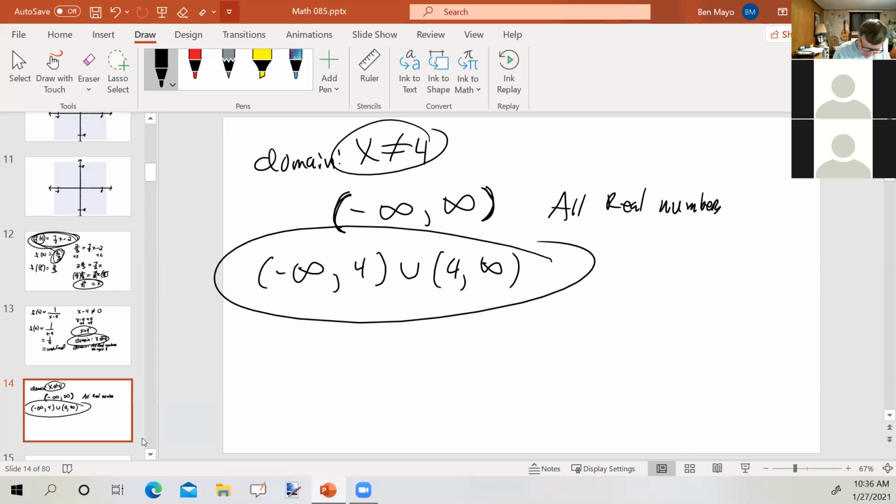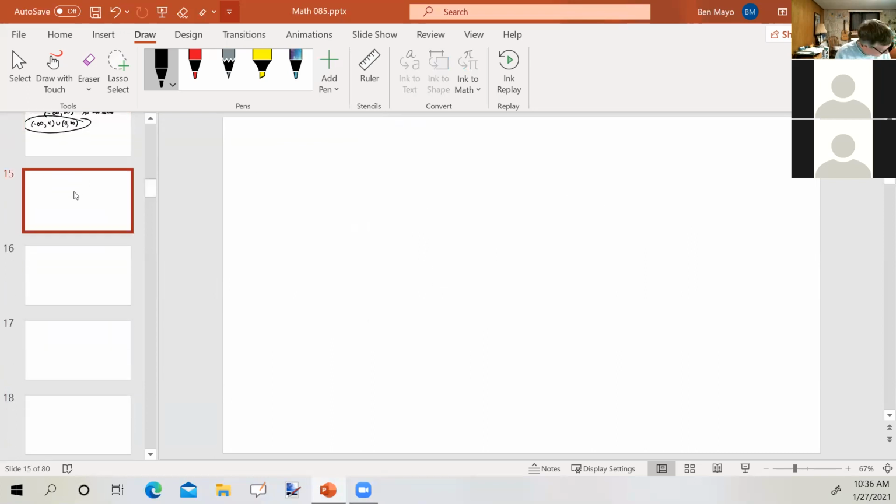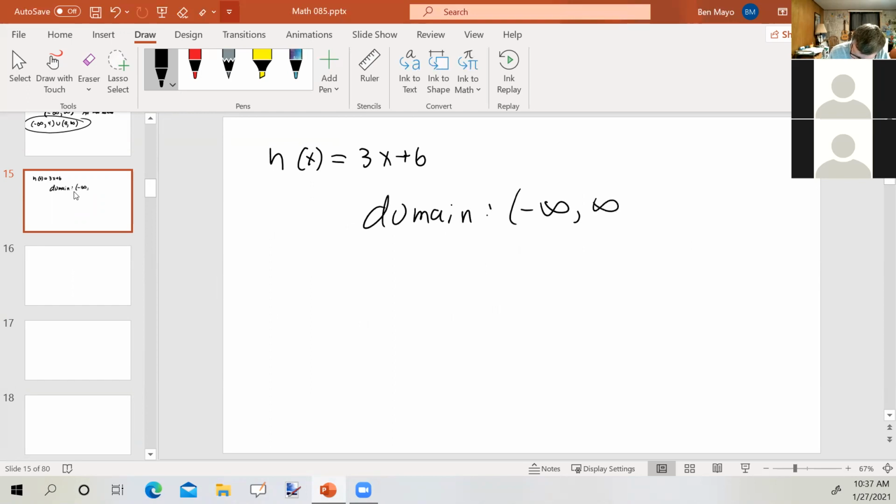Okay, let's take a look at another example. Here we have h of x equals 3x plus 6. And again, the question is, what is the domain? Well, there's no variable in a denominator situation here, so there's no value of x that is going to make this thing undefined. So there's no restrictions. So the domain would be all real numbers, everything from negative infinity to positive infinity.